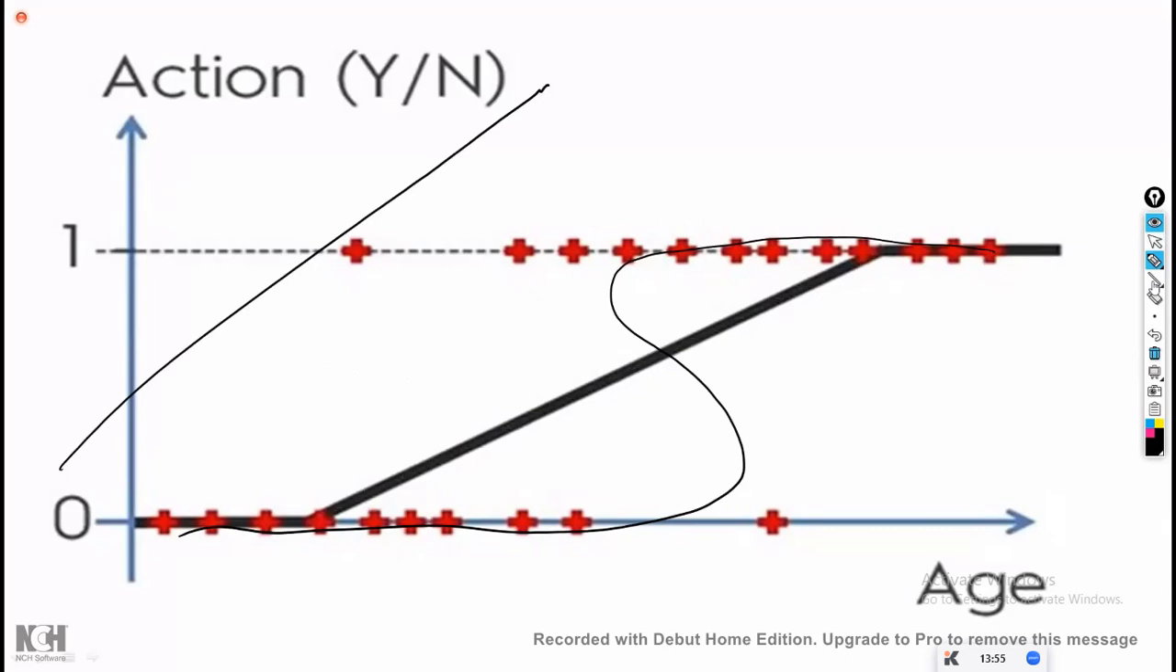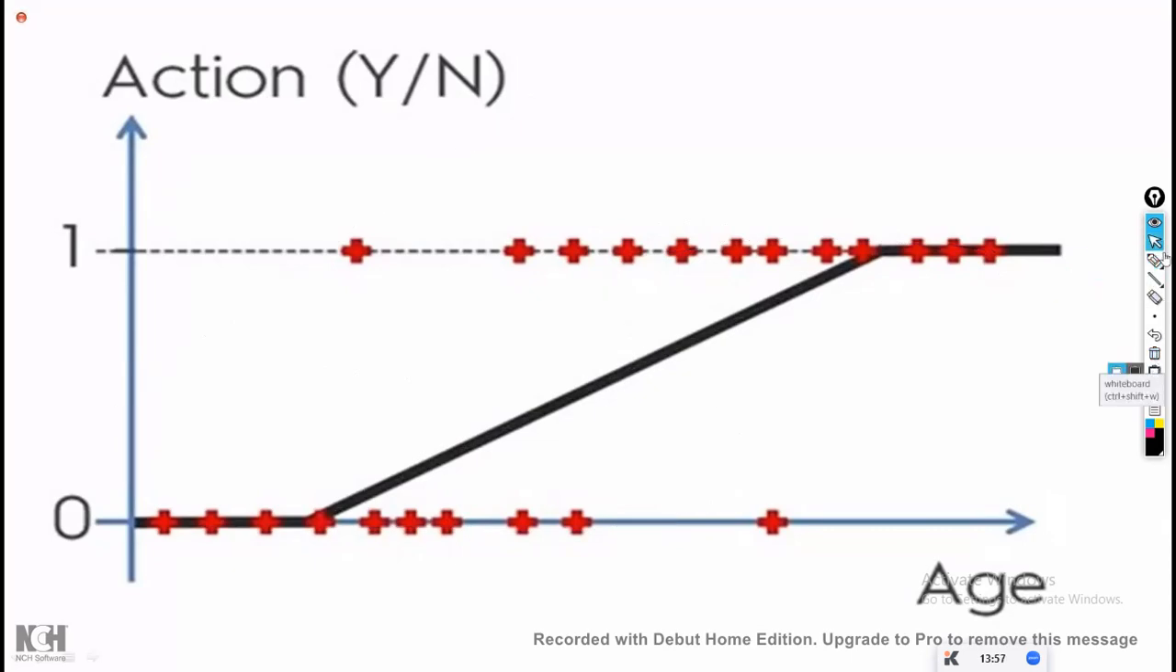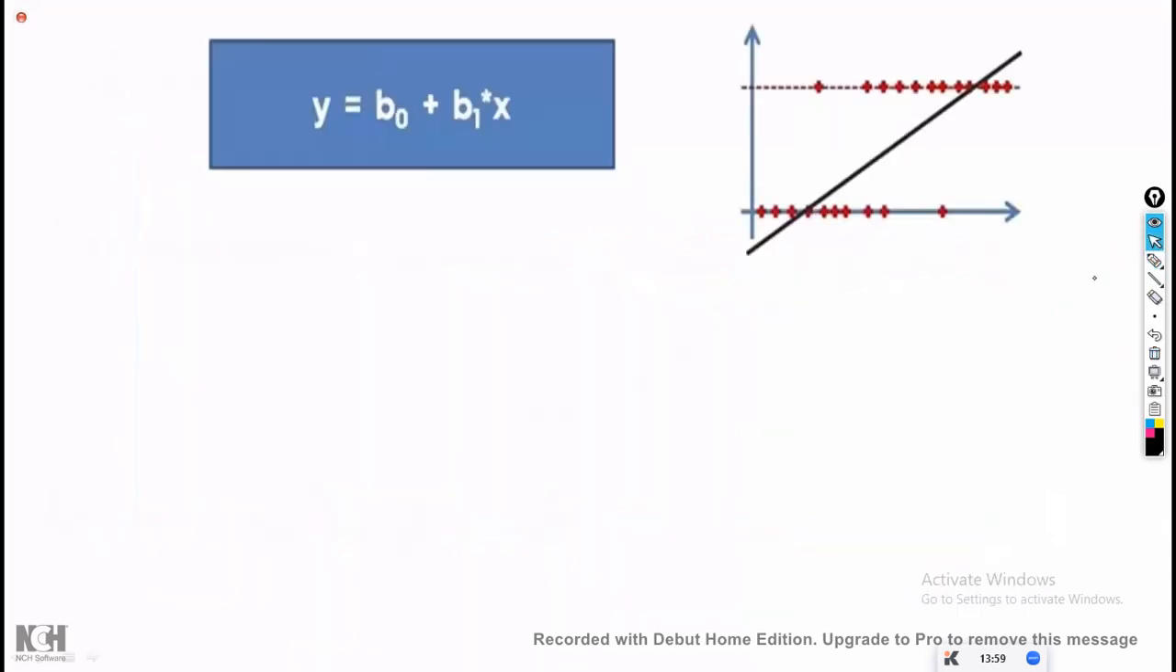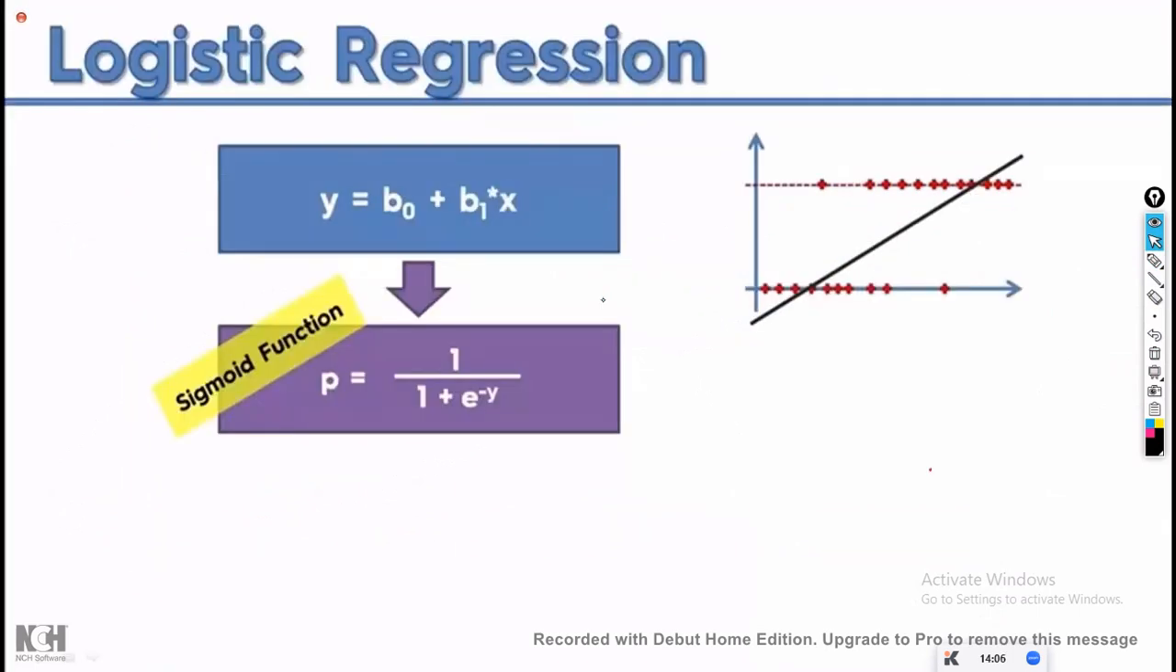Now, what is meant by this sigmoid line? Here you have y is equal to beta naught plus beta 1 x. The same thing, you just modify it using a sigmoid function. This sigmoid function is p is equal to 1 divided by 1 plus e to the power of minus y. This is called the sigmoid function.